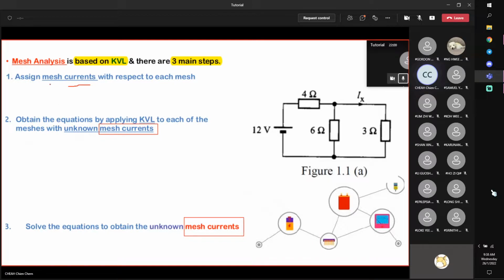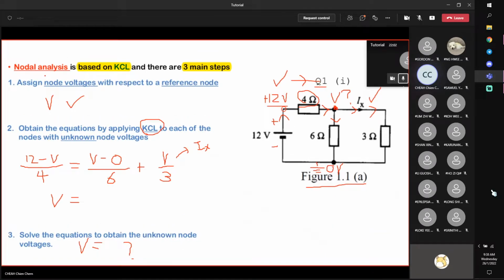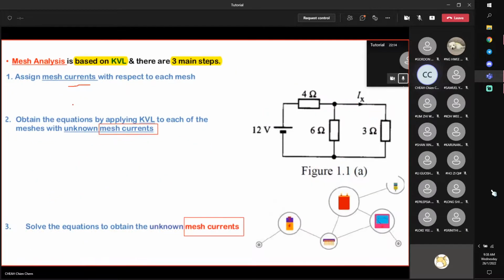So over here, mesh analysis is basically the reverse of nodal analysis. Here, instead of node voltages, we find mesh currents. Instead of Kirchhoff current law, we use Kirchhoff voltage law, right? And there are 3 main steps also. The idea is the same. In order to find out the mesh currents, you need to assign. In circuit analysis, anything that you do not know, you assign a variable, and then you try to write down some equations to solve it.